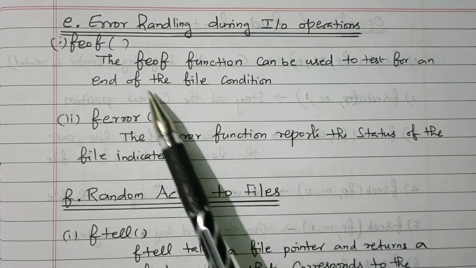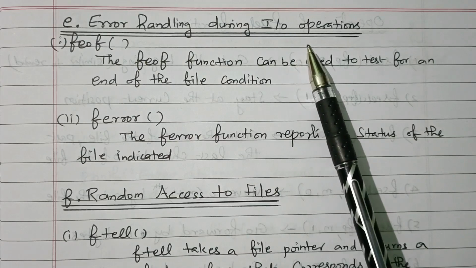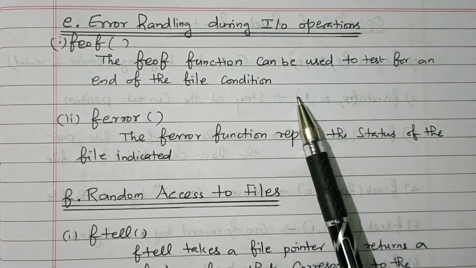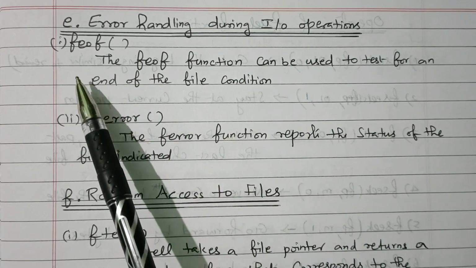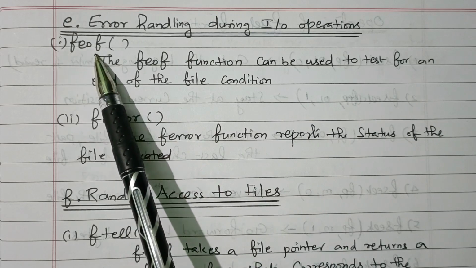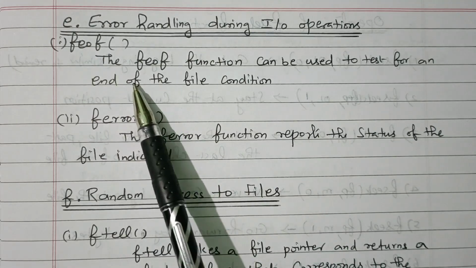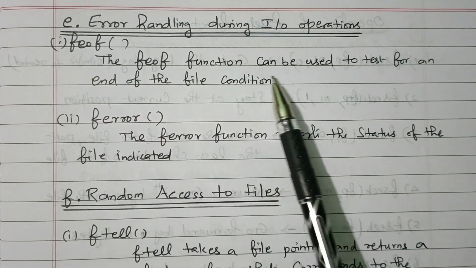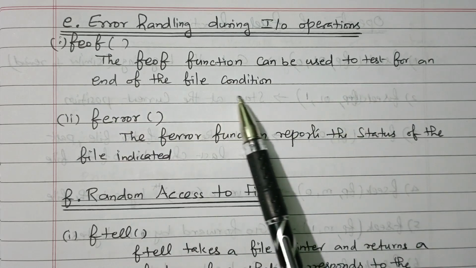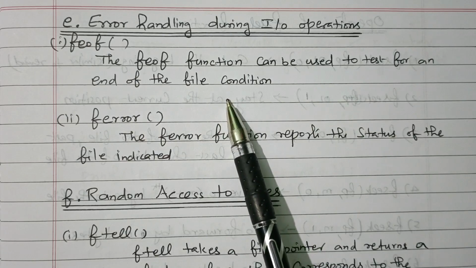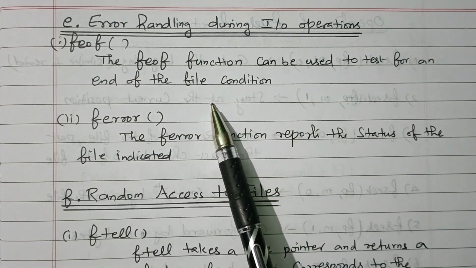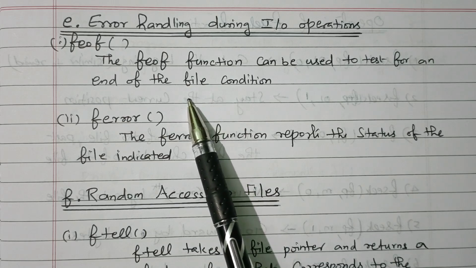Now we'll go to the topic, error handling during I/O operation for file processing in C programming language. Let's see what are the functions available for error handling. feof. The feof function can be used to test for an end of the file condition. We'll check whether we reached the end of the file. While reading or writing the data, we can identify whether we are at the end of the file.